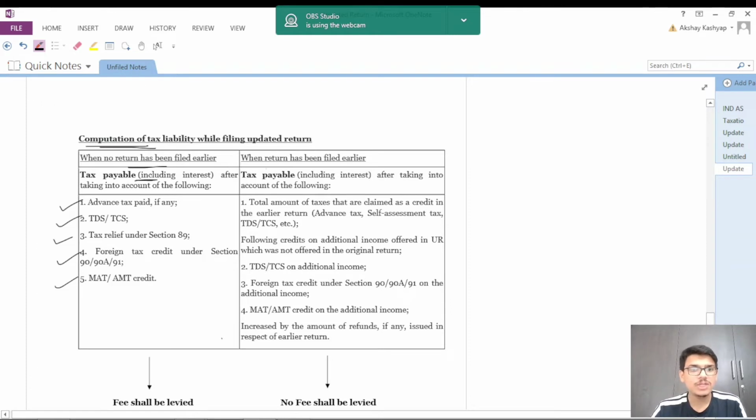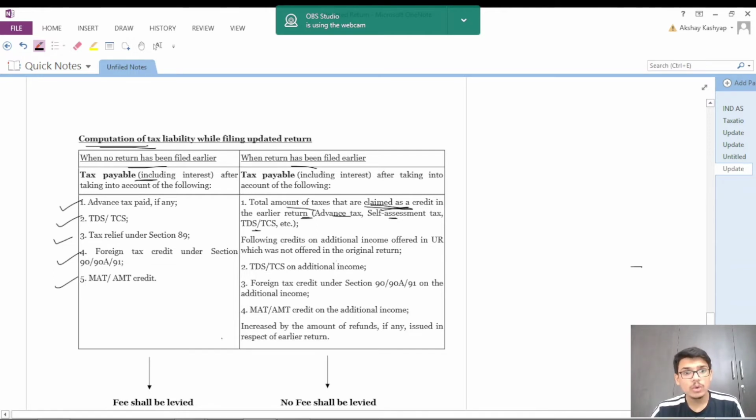And let's look at a situation where a return of income has been filed earlier. Where a return of income has already been filed, then the tax payable should be computed after considering all these items. The first item is the amount of taxes that you have claimed as credit in the earlier return, such as advance tax, self-assessment tax, TDS, etc. It's important to note that you should have claimed the credit of such taxes in your earlier return. Only those taxes can be claimed as a credit now while filing an updated return.